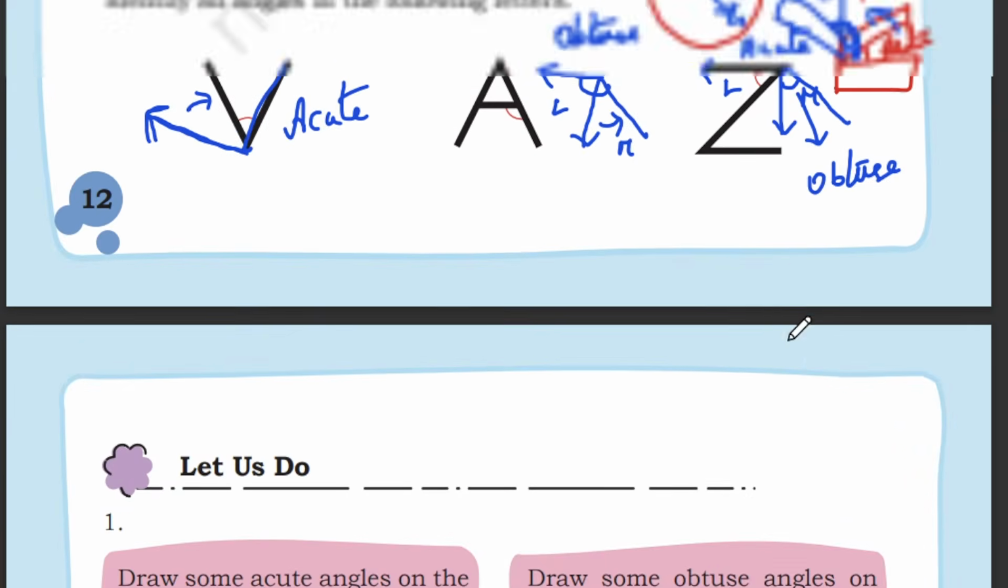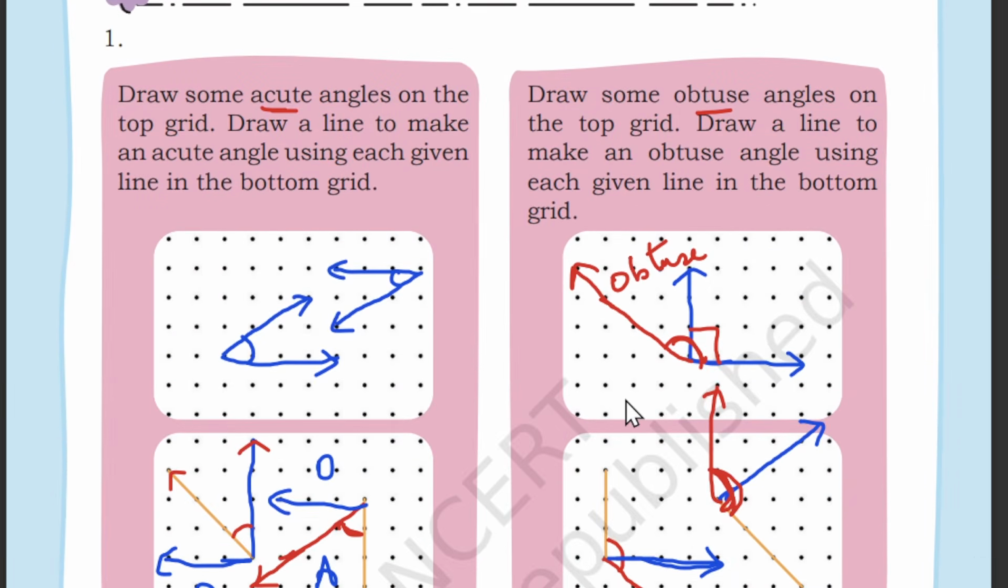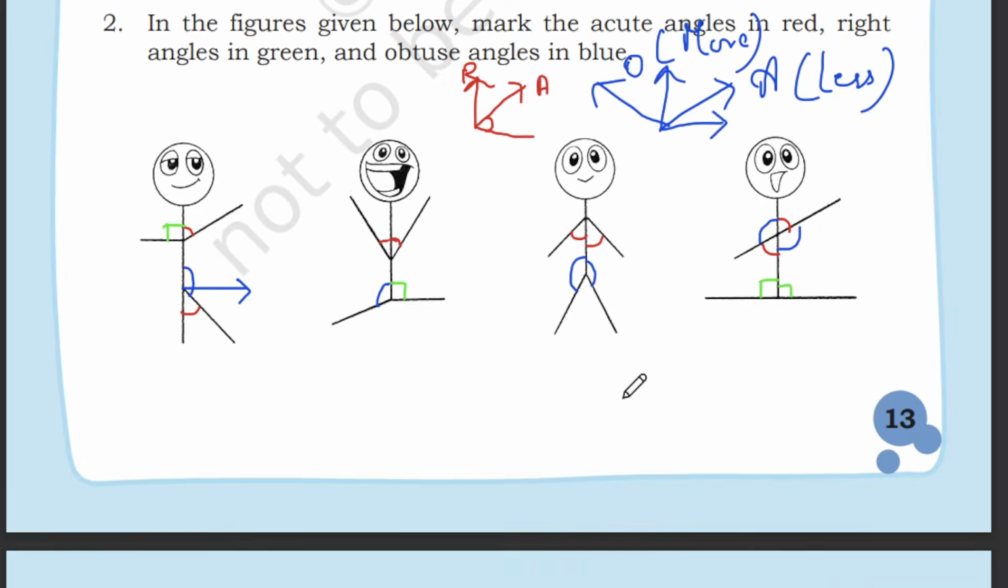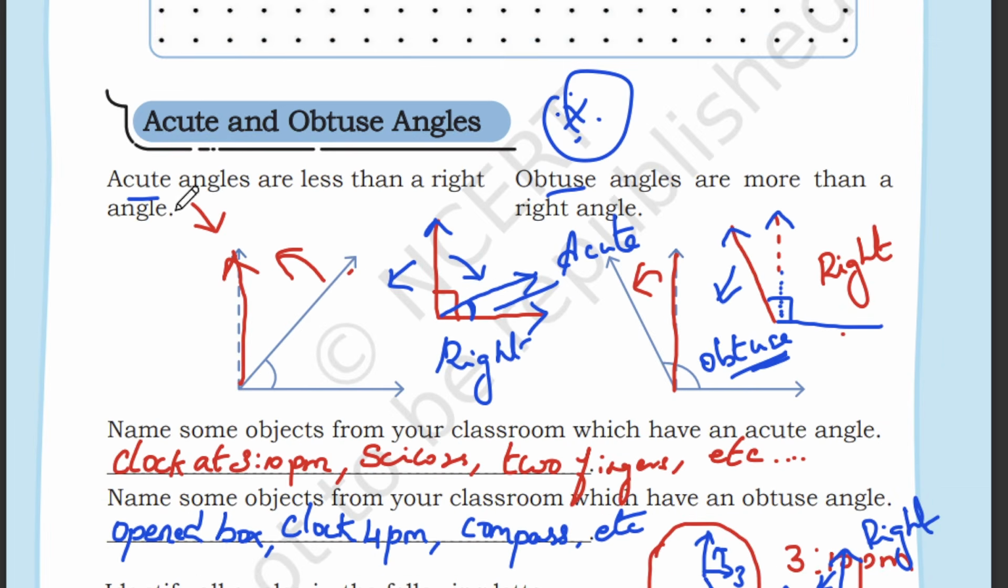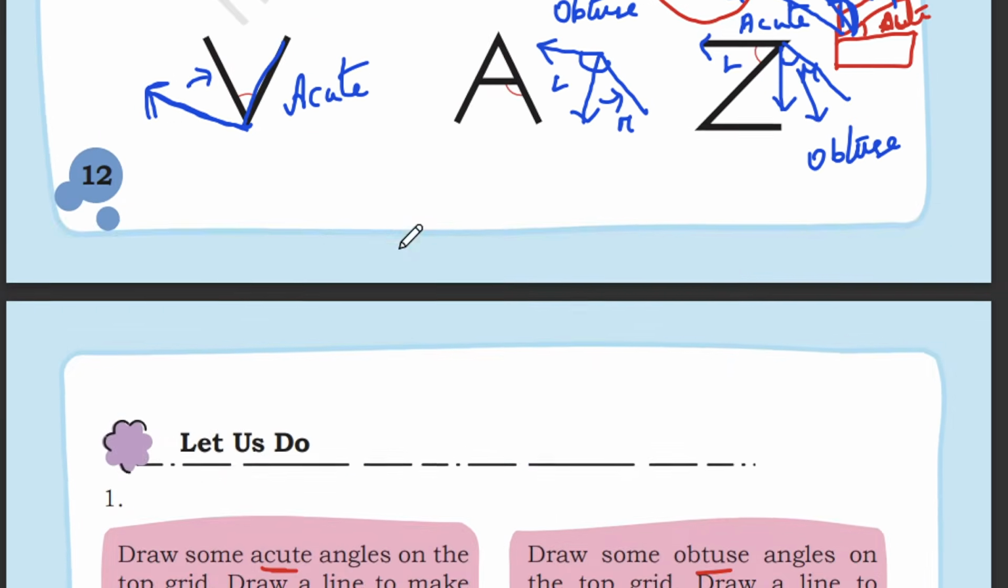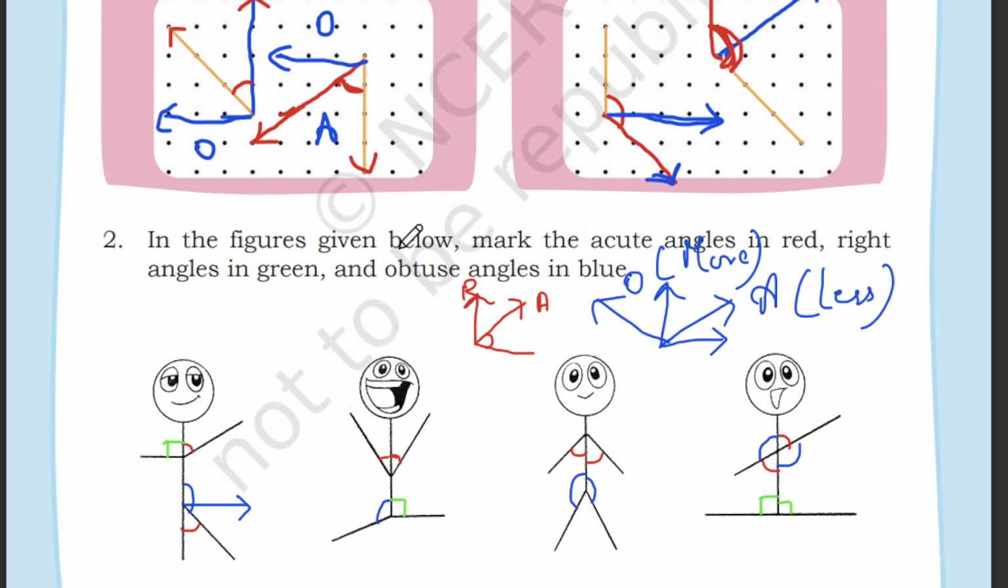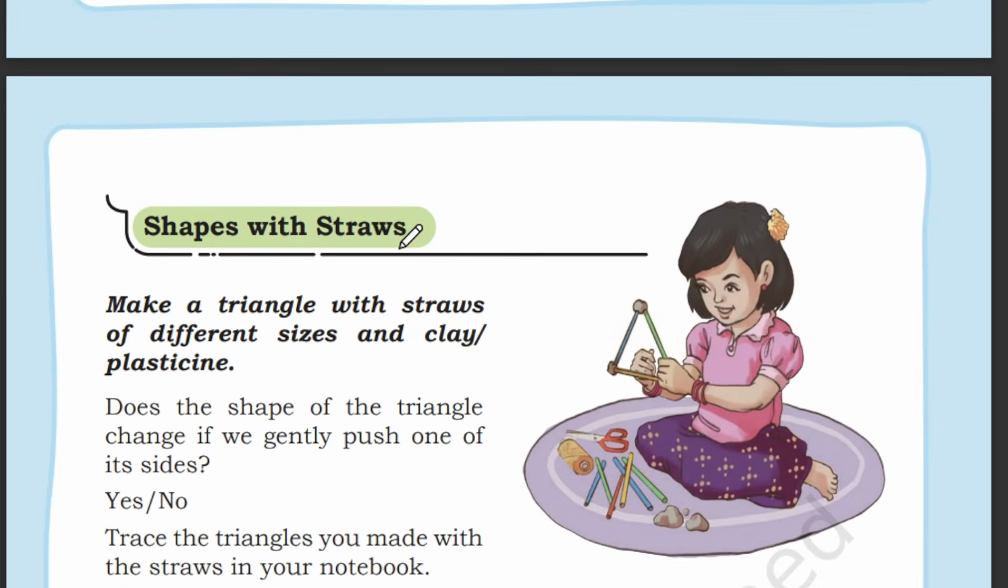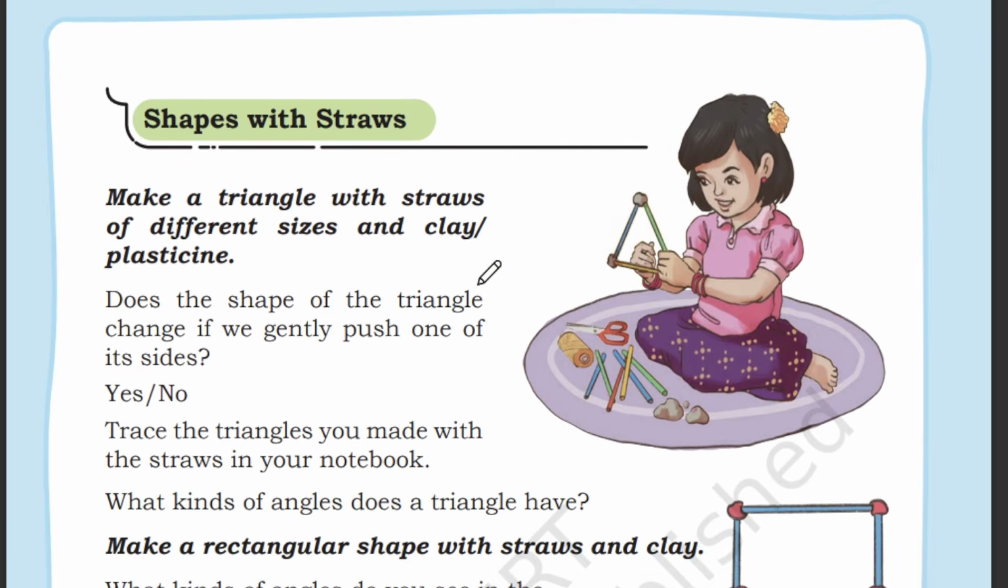Okay, this concept you need to understand. Very important, and this question is very, very important. Acute angle, obtuse angle and right angle, you will get in 5-mark questions and 3-mark questions as well. Okay. So next one, shapes with straws.